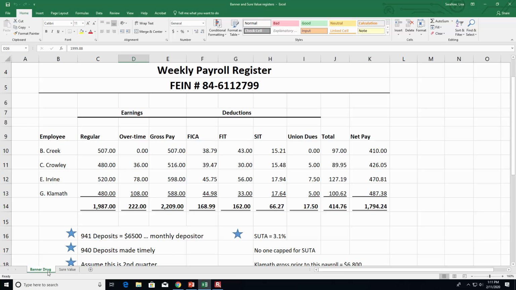Okay, so what are we looking at here? Just a payroll register for a week. I've got 4 employees. Here's their regular wages, here's their overtime wages, and that equals their gross pay. Then I've got the FICA I withheld, the FIT and SIT. I take out some union dues, and total deductions and net pay. And we need to take this information and translate it to a 941.